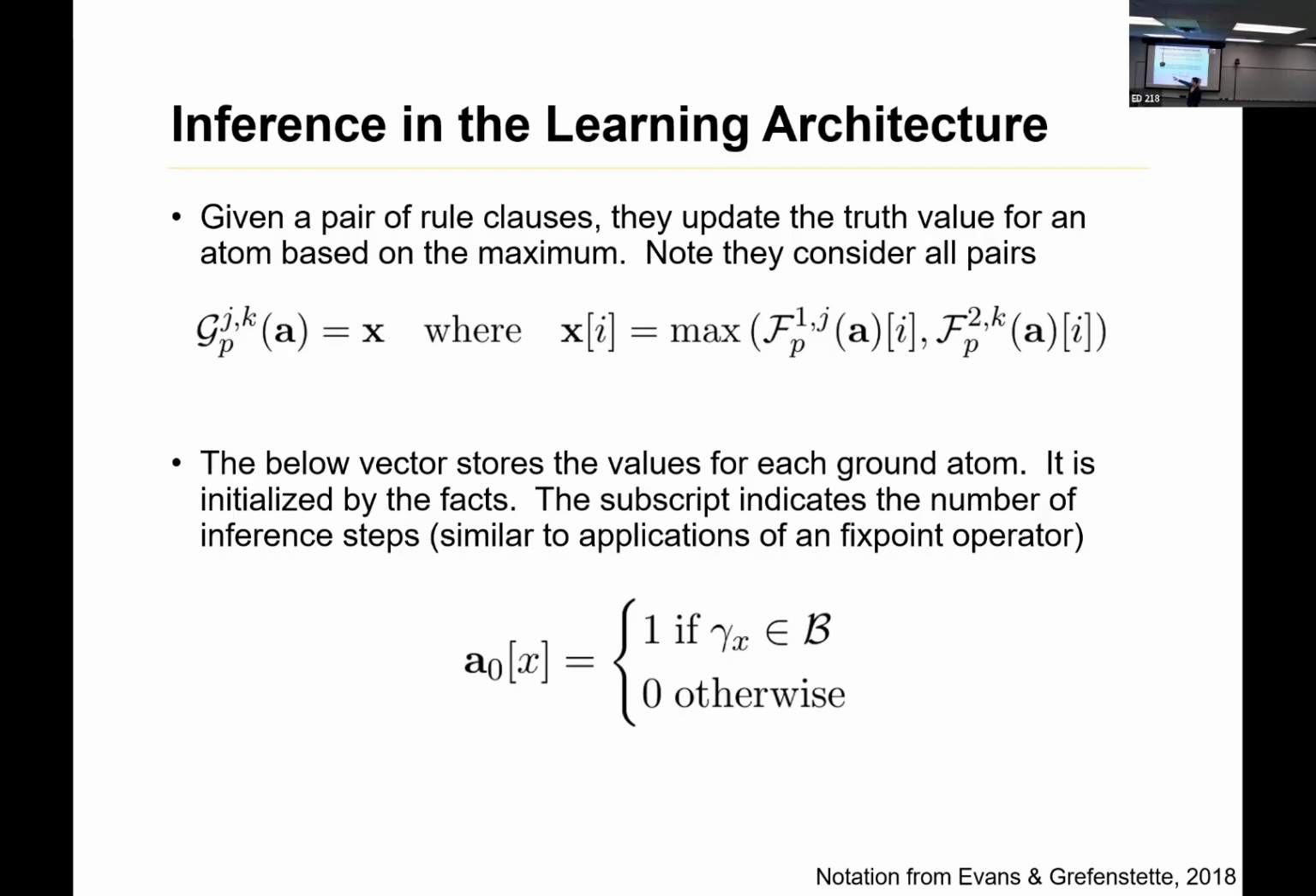A is what they use. This is where all the values for each of the atoms are stored. The subscript is based on the number of inference steps. So in the very first inference step, all of the ground atoms in B get a 1, everything else gets a 0. No rules have been applied. So this is kind of where it started, and this is what happens when, for two rules, the output is applied. Okay, so notice that JK pair.